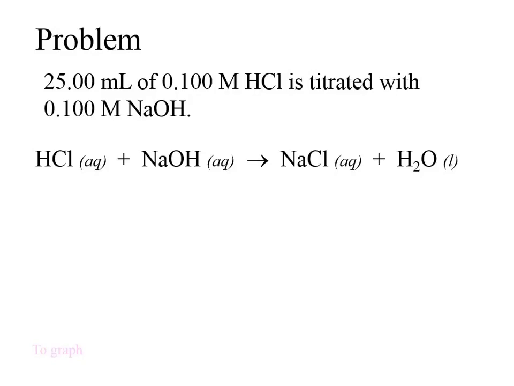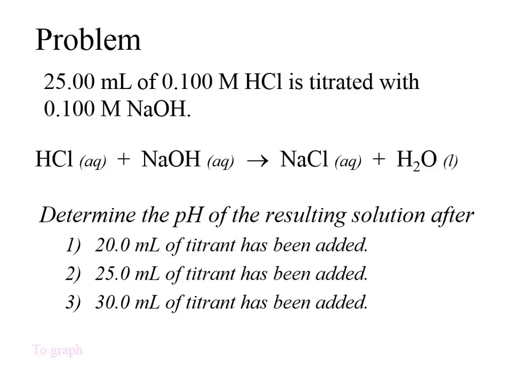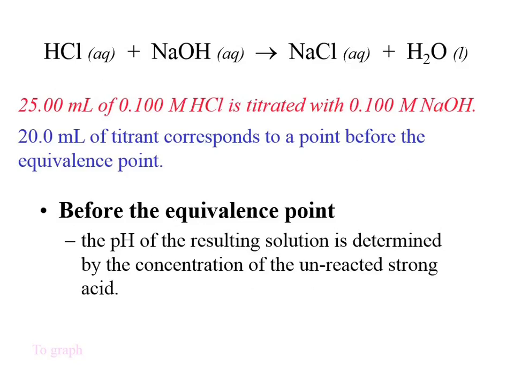So we have your strong acid and strong base, making your salt and water. We're going to take a look at what happens at 20 milliliters, before the equivalence point, and 25 milliliters of titrant, at the equivalence point. I would do this ahead of time, right? What volume is the equivalence point? 25 milliliters. And after the equivalence point, 30 milliliters. So let's look at what the pH should be in all three regions.